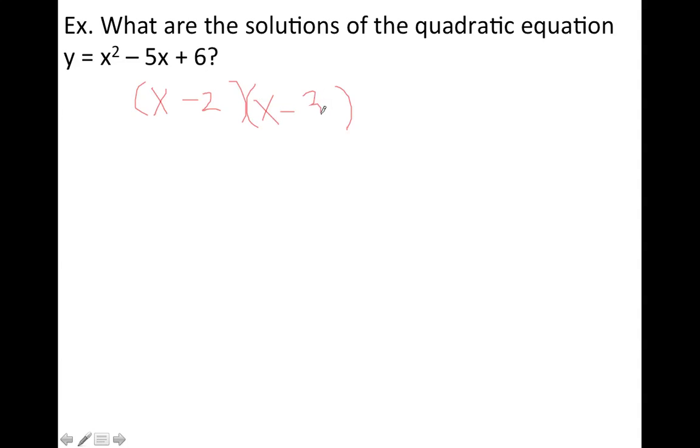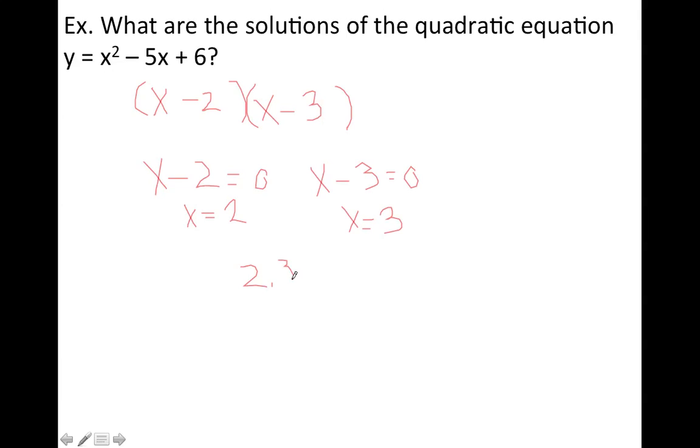Now to find the solutions, once we have this in factored form, we set both of our parentheses equal to 0. So we have x minus 2 equals 0. And to get x by itself, you add 2 to both sides, so we get x equals 2. And we do the same thing for our second parentheses, set it equal to 0, so we have x minus 3 equals 0. And again, to get x by itself, you add 3 to both sides, so x equals 3. So the solutions of our quadratic equation are 2 and 3.